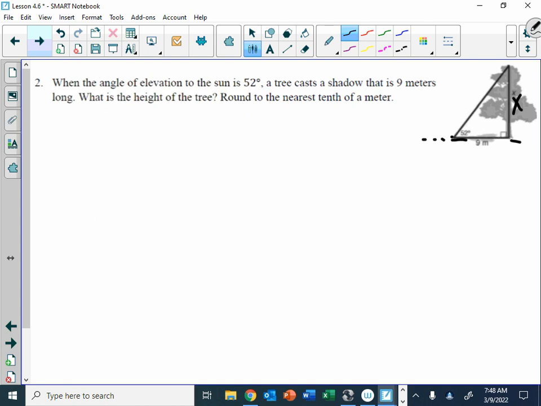Okay, so now I need to figure out sine, cosine, or tangent. Remember, you're relating everything back to the 52 degrees. So, 9 meters, that's horizontal. Is it opposite, adjacent, or hypotenuse? Adjacent, good. What does that eliminate immediately? Sine. Sine has nothing to do with adjacent. Eliminate it.